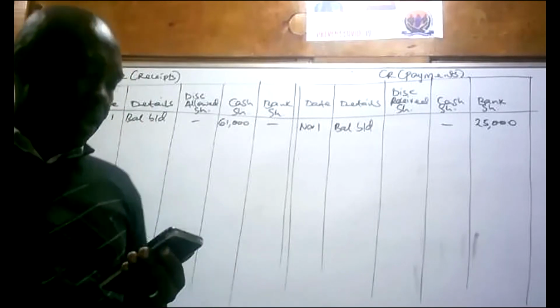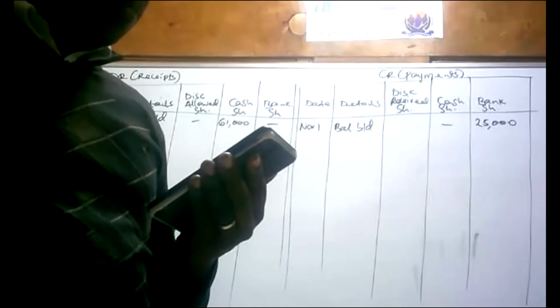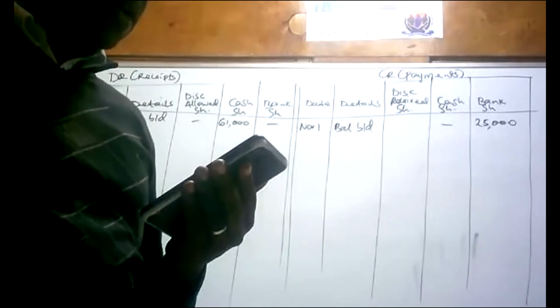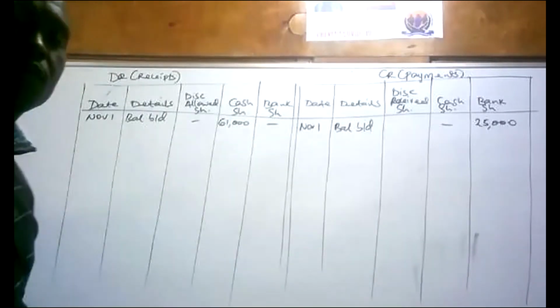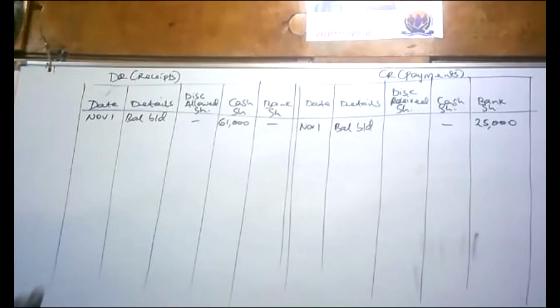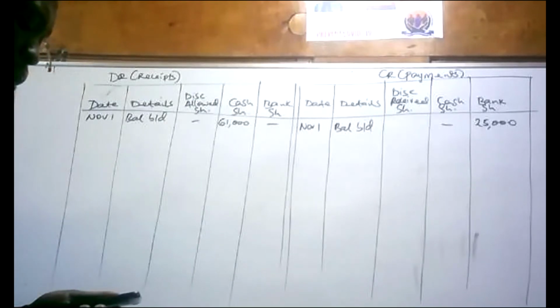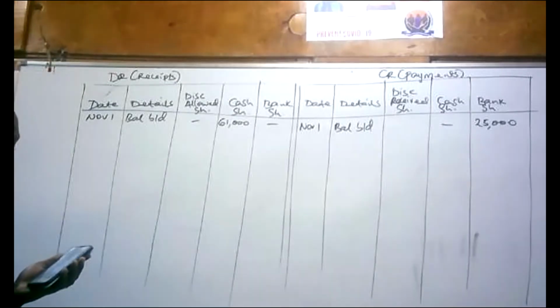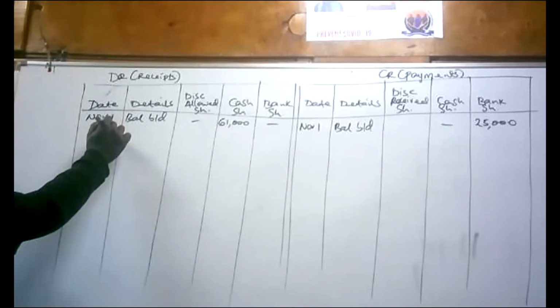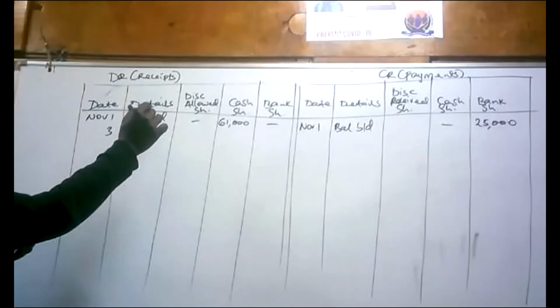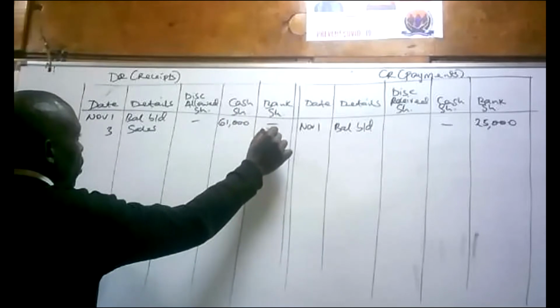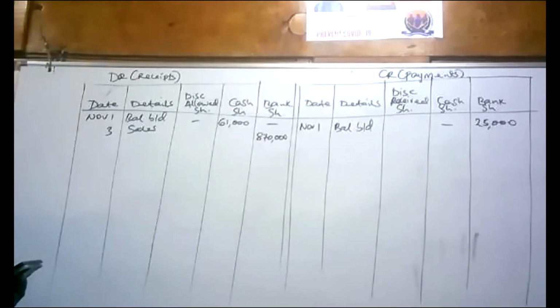But then we go to the transactions during the month. November 3rd, made sales of 870,000 and was paid by check. The question you ask yourself here, is it money we are receiving or is it money we are paying? When we sell, we receive money. Money is coming in from sales amounting to 870,000 by check. So this 870,000 is a bank receipt.